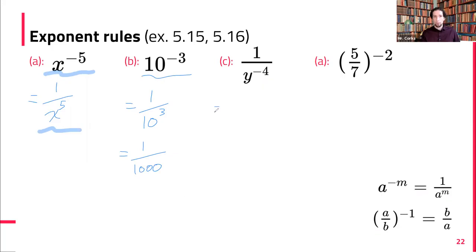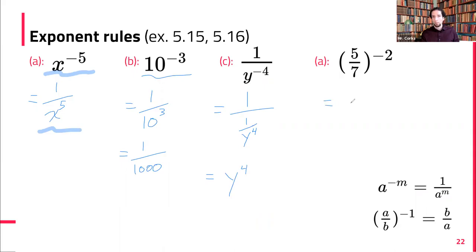Okay, next one, 1 over y to the exponent -4. Y to the exponent of 4. I'll add an extra step here: 1 over 1 over y to the exponent 4. If it's 1 over something, we can just think about dividing fractions. So you invert and multiply. It turns out to be y to the exponent 4.